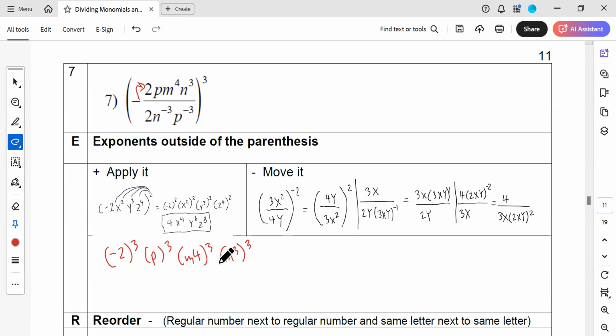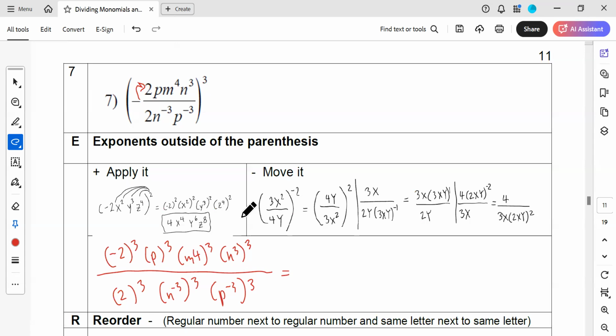I take a moment to breathe if I'm on a quiz and I'm not confident. If you're confident, obviously you're going to fly through it. But if I'm not confident, I take a step, I take a moment. Then the next thing right here, it's going to be 2 on the bottom to the third power. Then N to the -3 in parentheses to the third power. And then P to the -3 in parentheses to the third power. Is that clear?